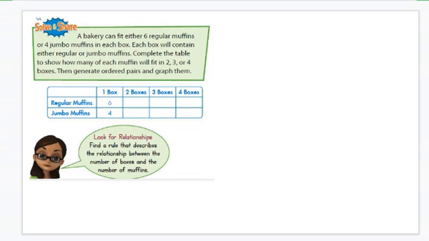Hey guys, happy Thursday. So today we are going to combine everything that we've learned about number patterns, data boxes, relationships, and graphing on a coordinate grid.